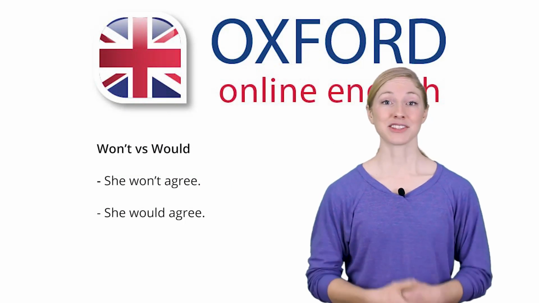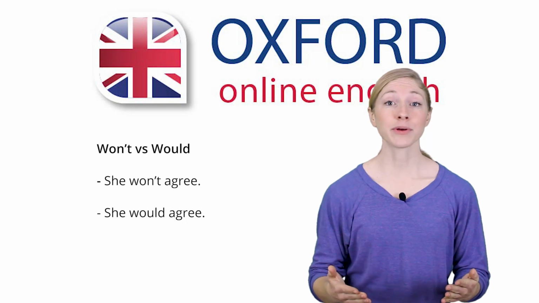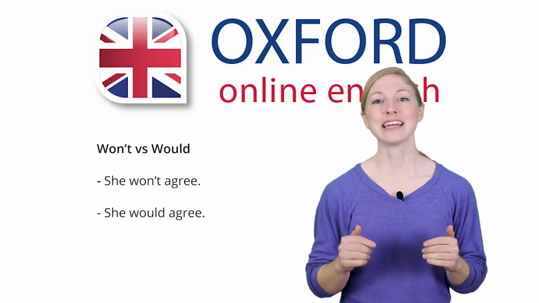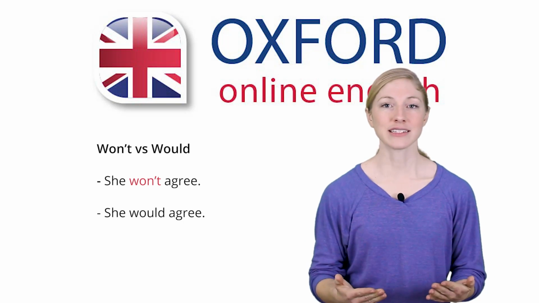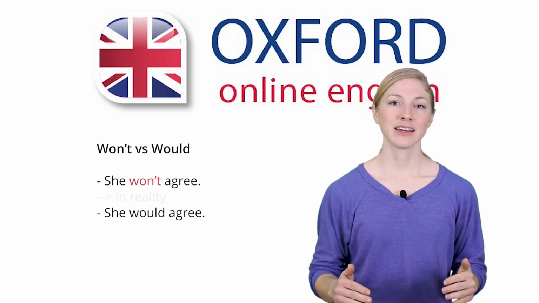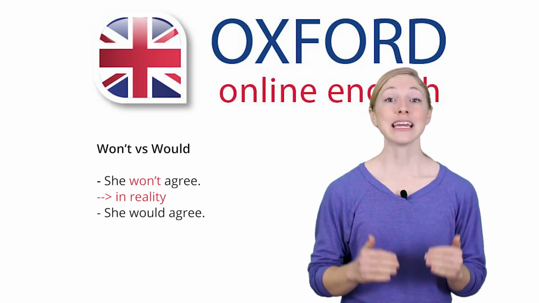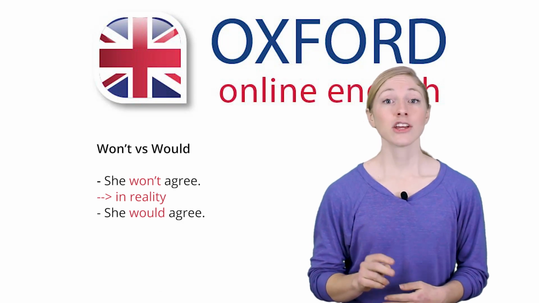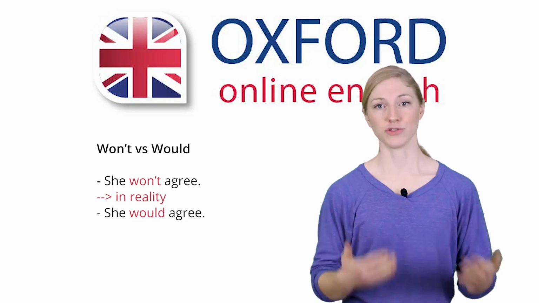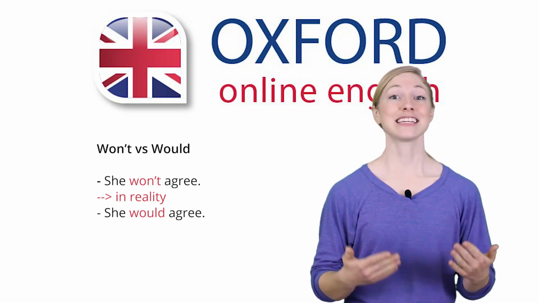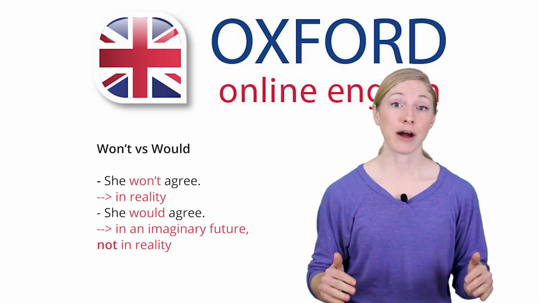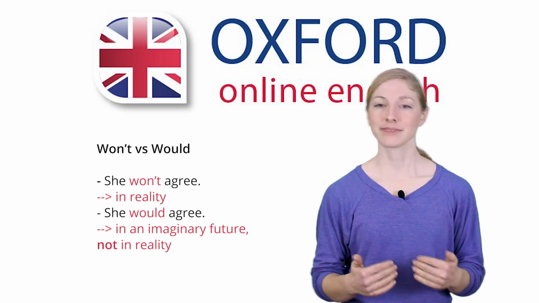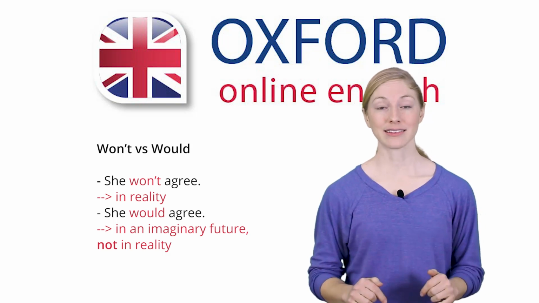Hopefully, now you can answer that question. The most important point is that in both sentences, you mean that she won't agree in reality. In the first sentence, that's all you're saying. You're saying that she won't agree in the future, and you're sure about that. In the second sentence, you're talking about an imaginary future situation, which exists in your head. You're not talking about what you think will happen in reality. So the basic meaning is similar. She won't agree in reality.